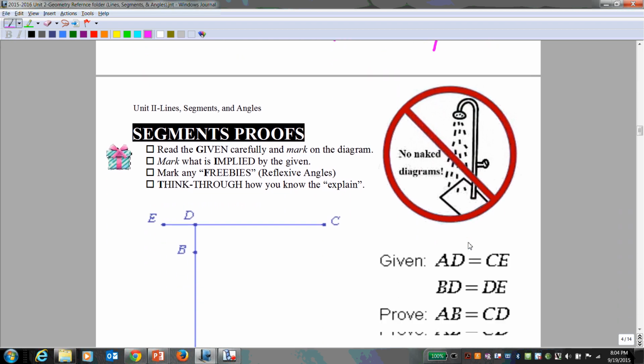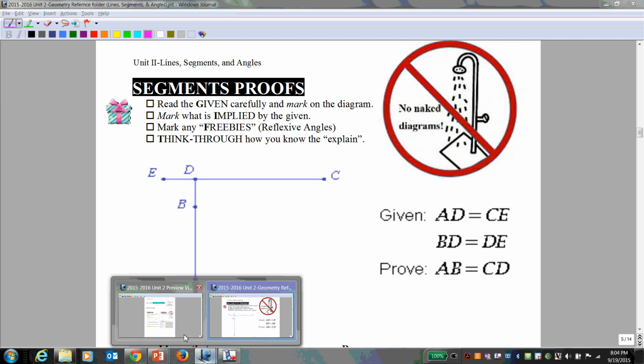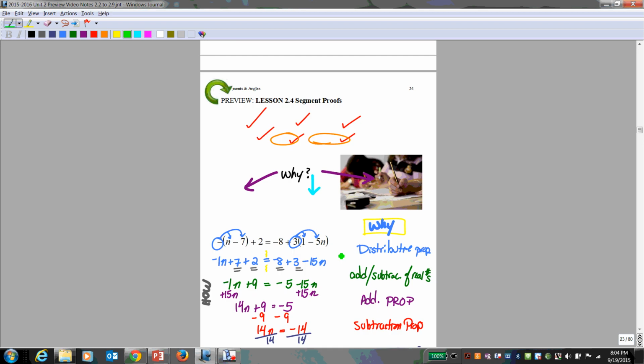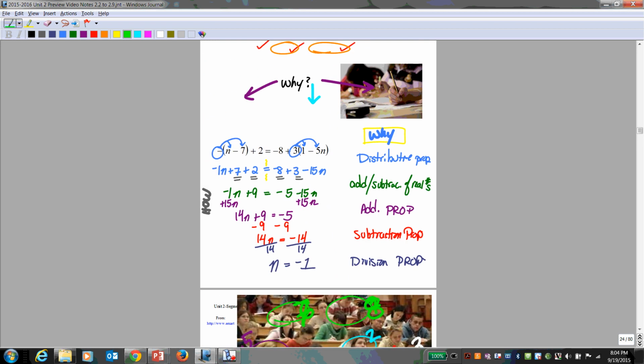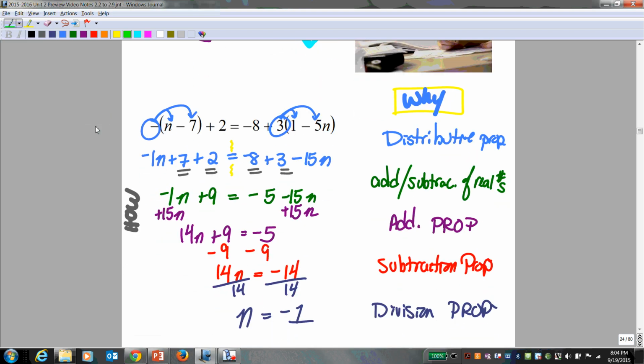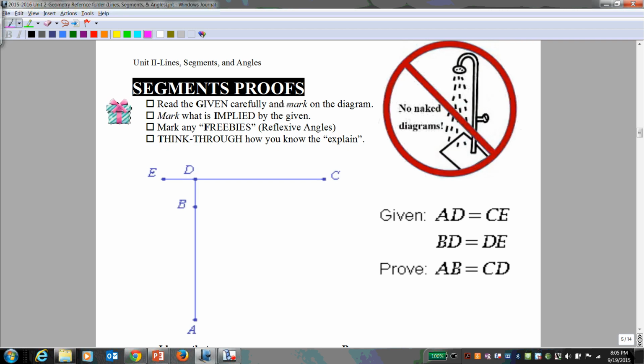Now, in your reference booklets, we're going to do something very similar to what we did in your preview notes. Right there in the beginning, we had the how on the left and the why on the right: how to do it on the left, and why it is allowed on the right. Now, in your reference booklet, we're going to do what's called a proof. Don't freak out. It's not hard, I promise.